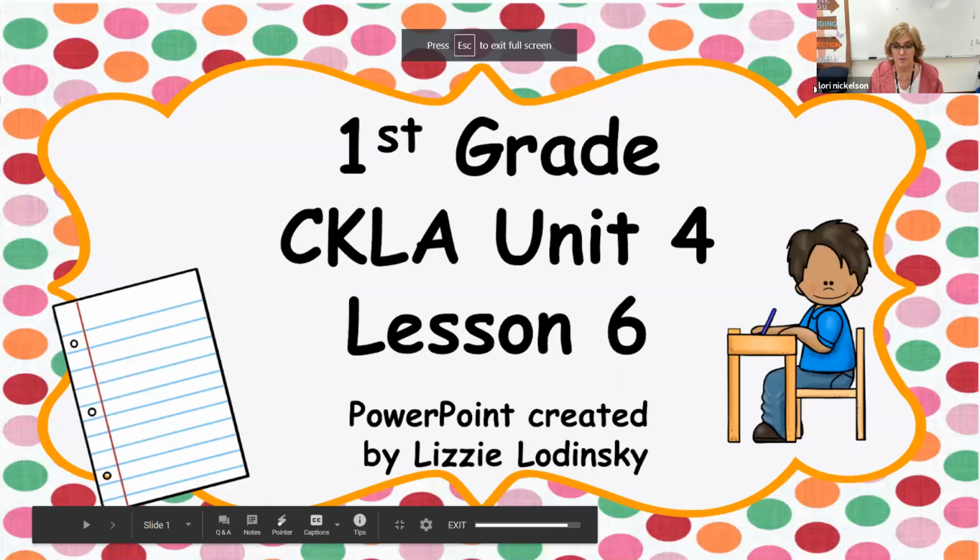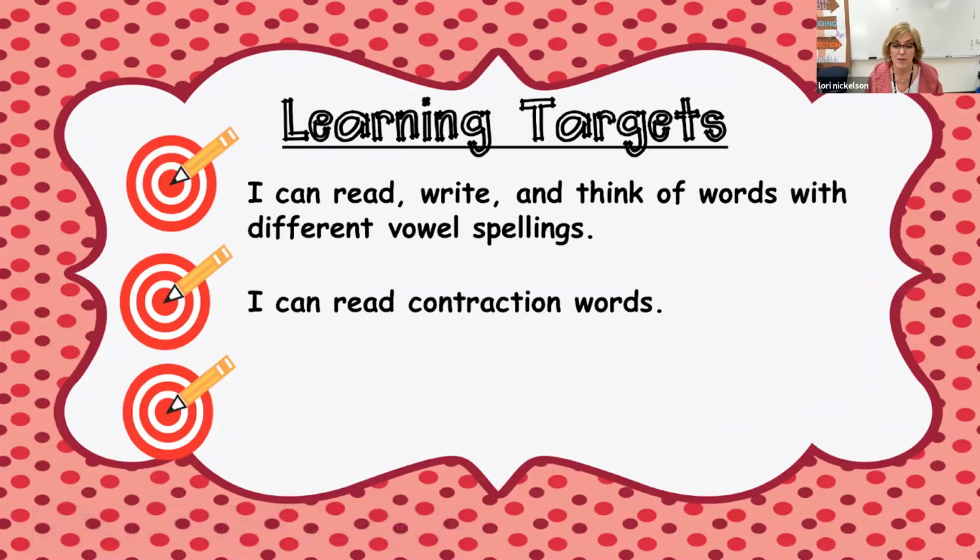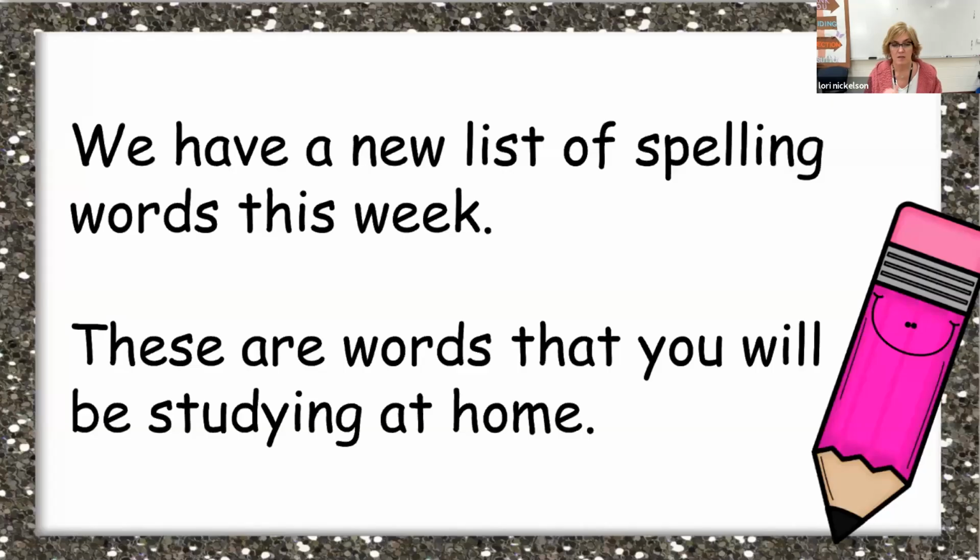All right, Unit 4, Lesson 6. Our learning targets: I can read, write, and think of words with different vowel spellings, and I can read contraction words. We have a new list of spelling words this week. These are words that you will be studying at home.